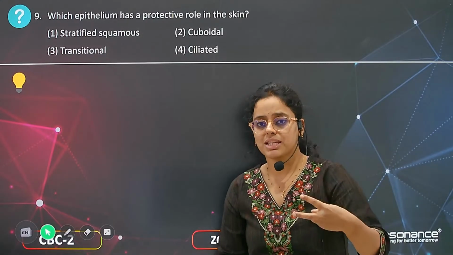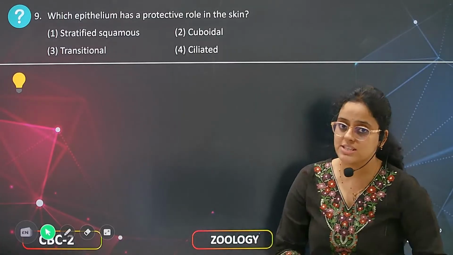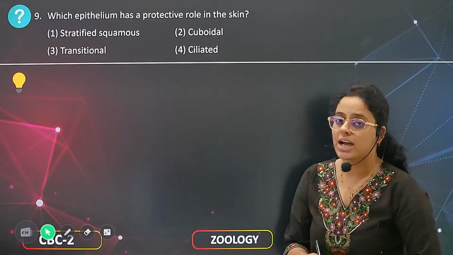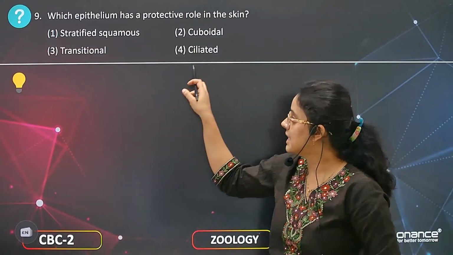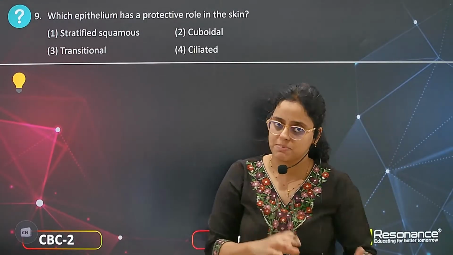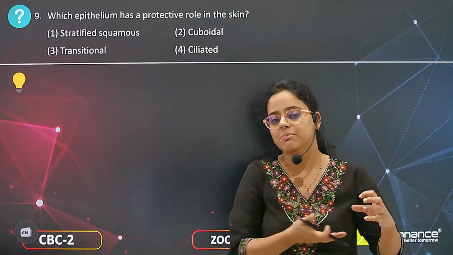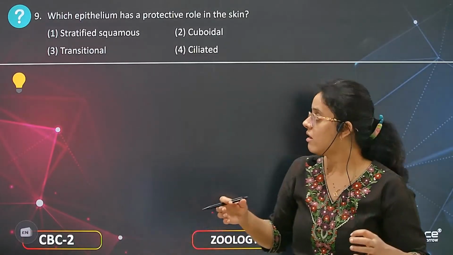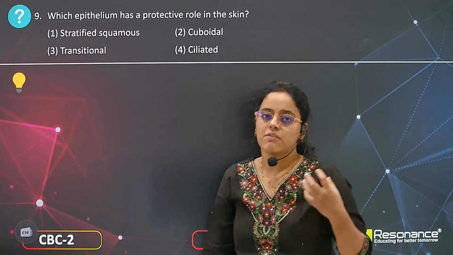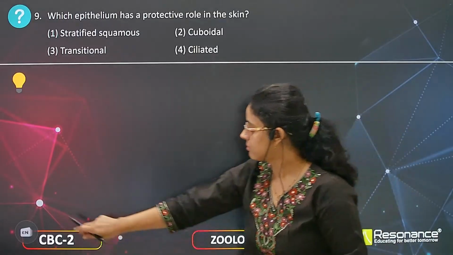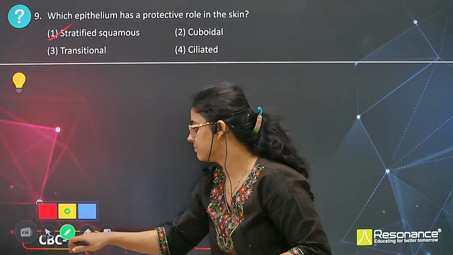In stratified squamous epithelium there are two types, keratinized and non-keratinized. Here the skin is basically keratinized squamous epithelium. So the epithelium which acts in a protective role in the skin is stratified squamous. Whereas cuboidal and ciliated are simple epithelia. Transitional epithelium is flexible, also compound, and is present where flexibility is required. So the squamous epithelium which is protective in nature is stratified, and the answer is the stratified squamous epithelium.